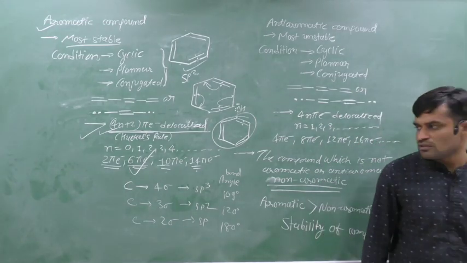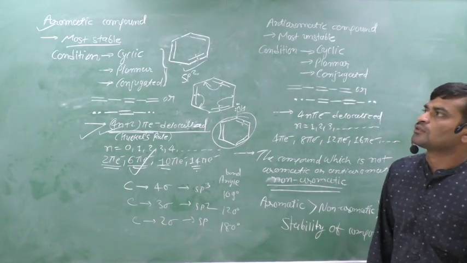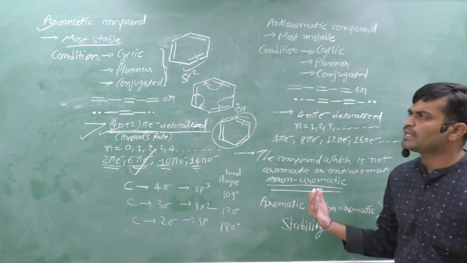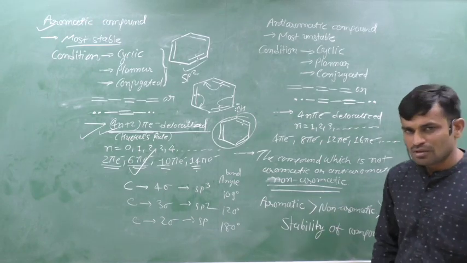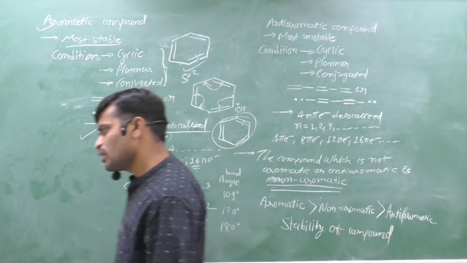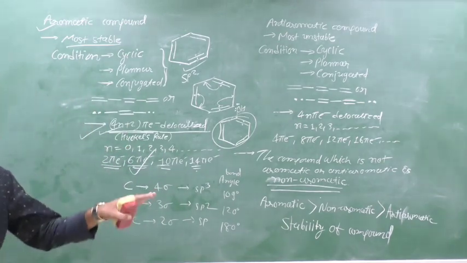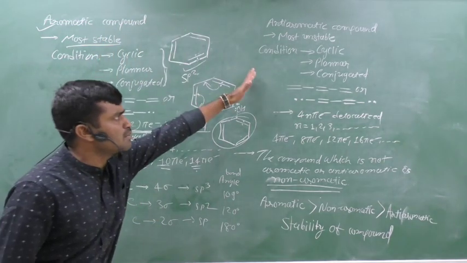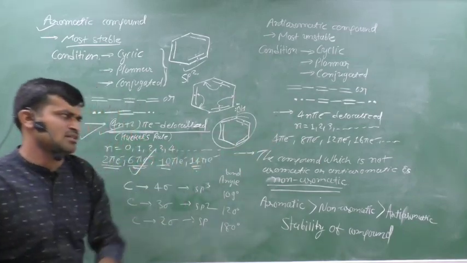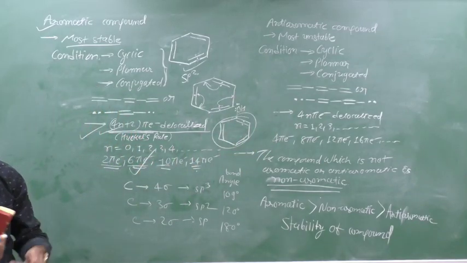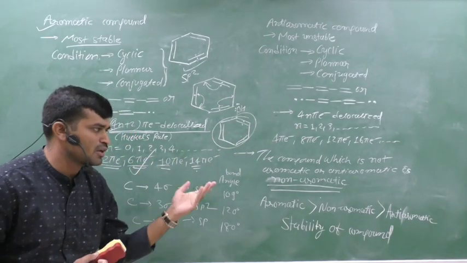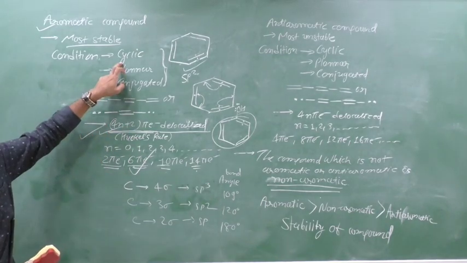If anyone asks what a non-aromatic compound is, we can say that the compound which is not aromatic or anti-aromatic is non-aromatic. The compound which is not aromatic or anti-aromatic is non-aromatic. Clear? All open chain structures are non-aromatic because the first condition is that it must be cyclic.